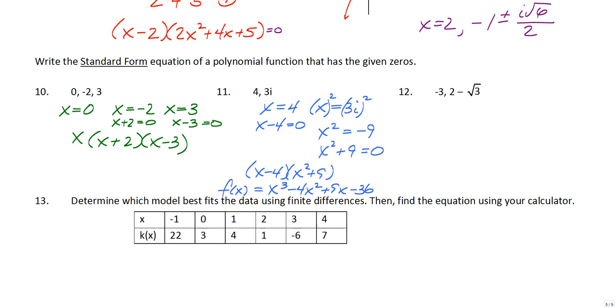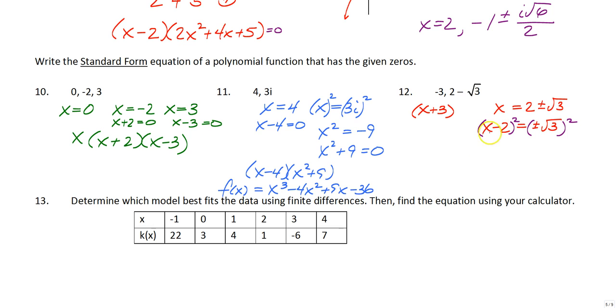The last example is a little bit trickier. The negative 3 obviously comes from an x plus 3. But then we have x is equal to 2 plus or minus the square root of 3. Remember, plus minus doesn't matter, it always comes in a pair. Subtract that 2 back over to the other side. So that's x minus 2 is equal to plus or minus the square root of 3. But now you have to wrap these in parentheses and square them. So that's the part everyone makes a mistake with.